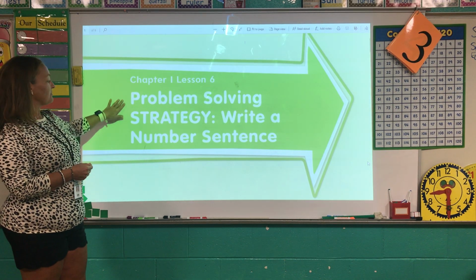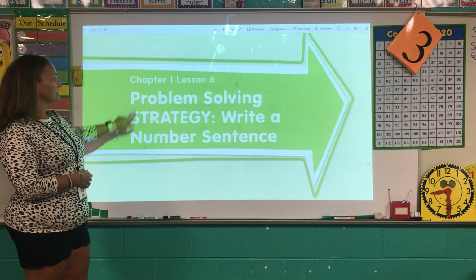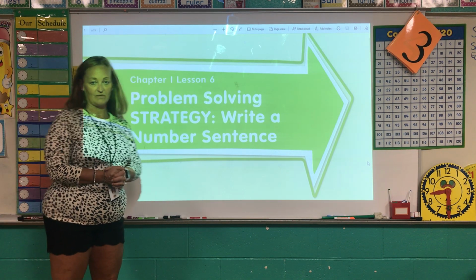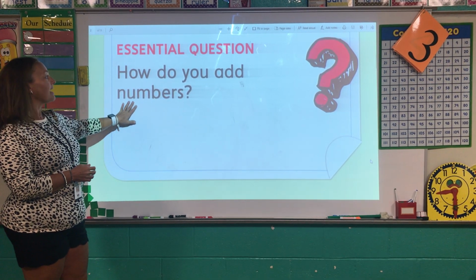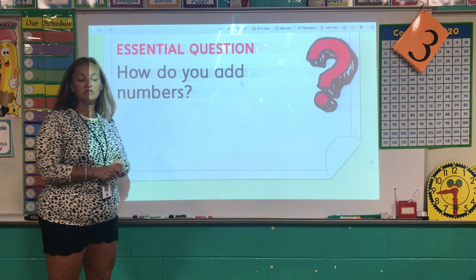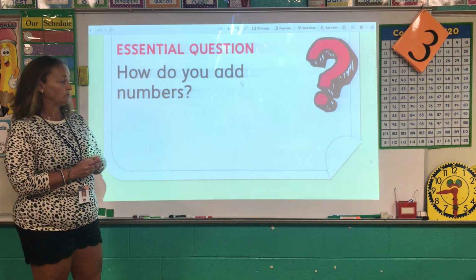Today we are going to do problem solving strategies, write a number sentence. This is chapter 1, lesson 6 in math. So again, we're going to be talking about how do you add numbers. So adding numbers means you're going to put two parts together to get a whole.